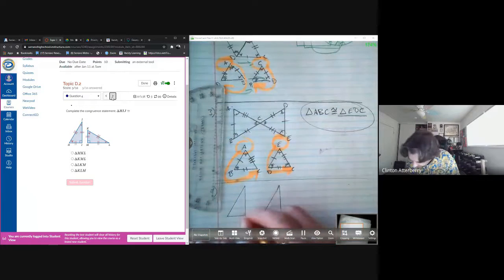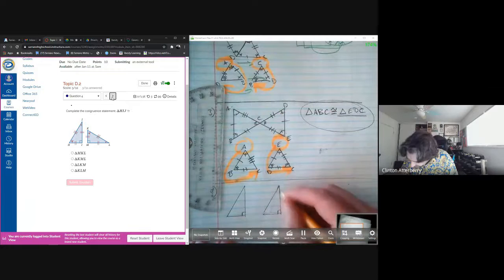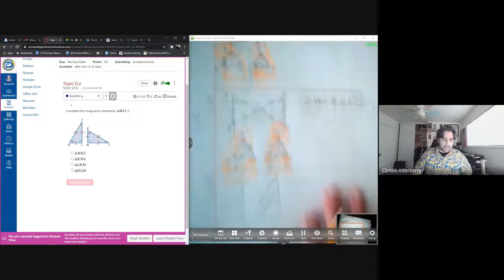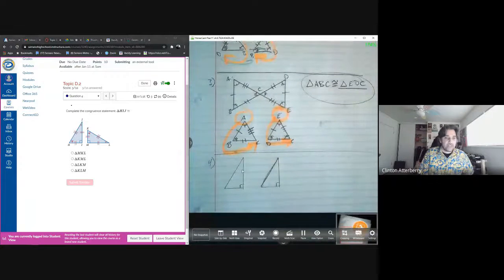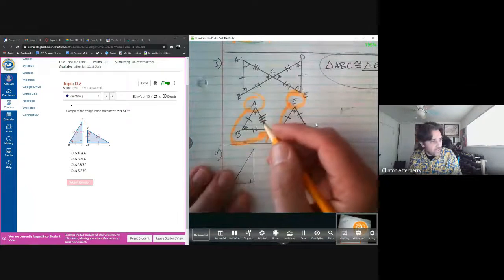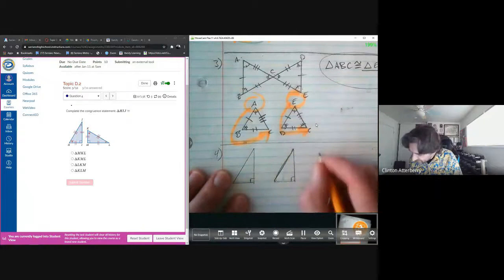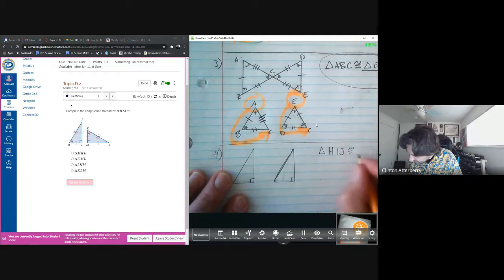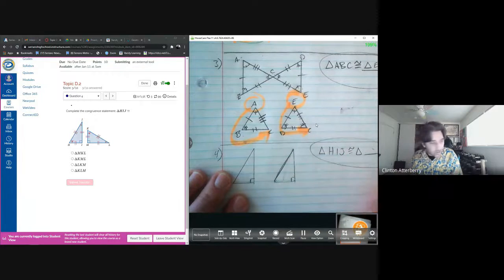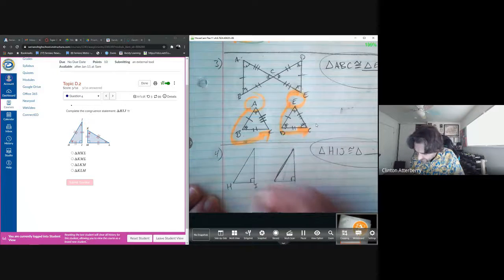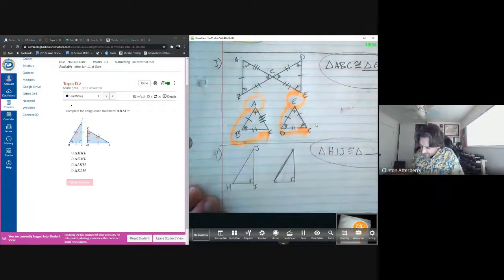And these are the little right triangles because they have the right angles. This left one, first of all, it says triangle HIJ. So let's copy down HIJ. We're trying to figure out the order to put the letters. HIJ.